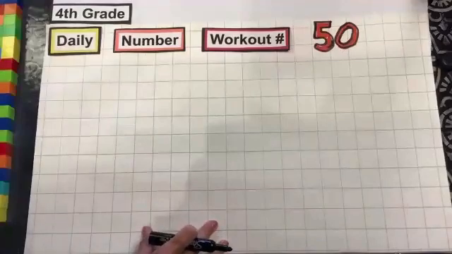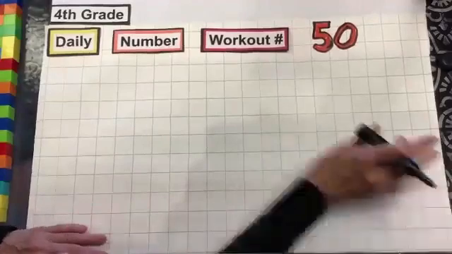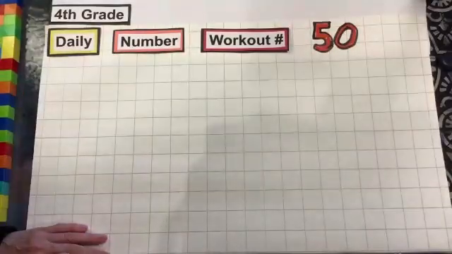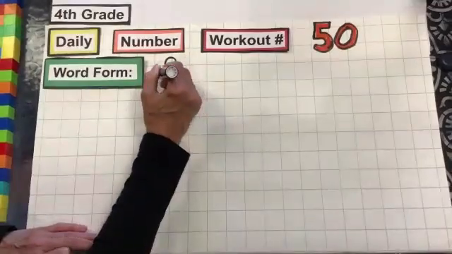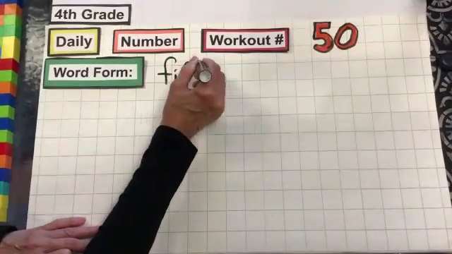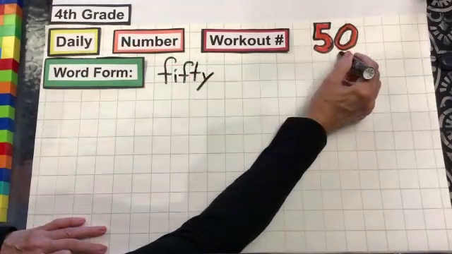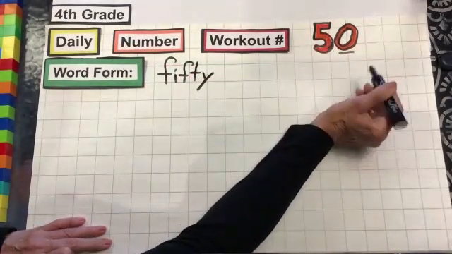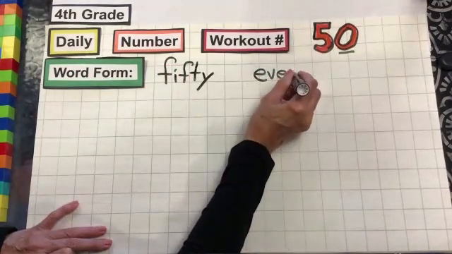Hello and welcome to the daily number workout for fourth grade. Today is the number 50. So let's get started with our word form. F-I-F-T-Y, 50. And because there's a 0 in the ones place value, it is an even number.